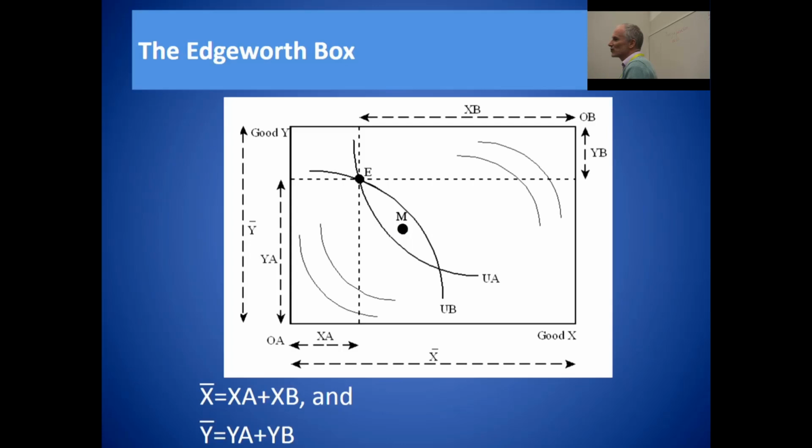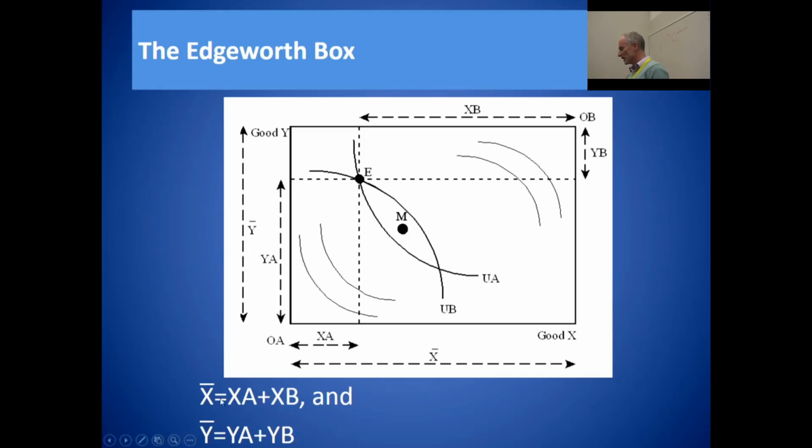Just to avoid confusion, now I know if you do stats or econometrics, sometimes we use a bar to denote an average or a mean value. I've put bars on here. X bar here doesn't mean the average of X or the mean of X. I've put the bar to denote the fact that X is fixed. In microeconomics, a bar is often used to denote something that's fixed.